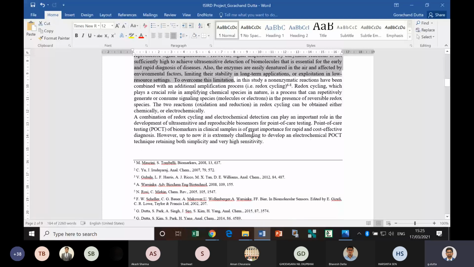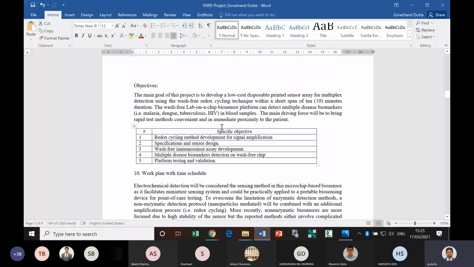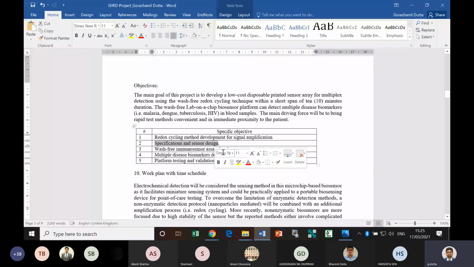Then come to the objectives. Objectives means what will be the objectives of your work. We can mention them point by point. Here, what will be our objectives? We will use a unique amplification method, one. Then we will use some design of the sensor. Then we will use a wash-free method.